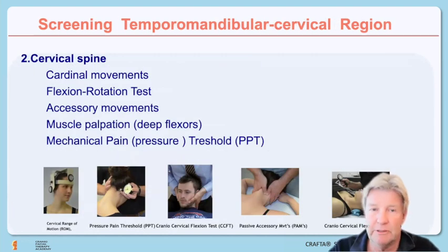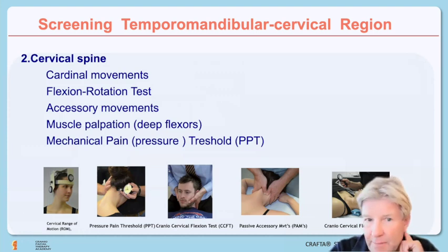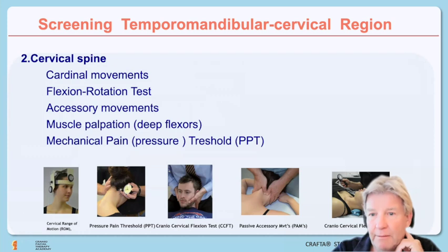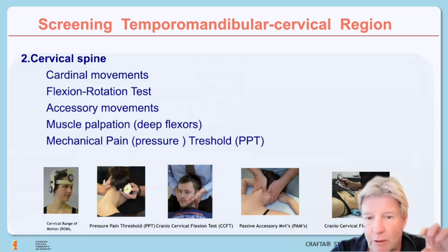At the same time, we also do a cervical spine examination. We look at the physiological movements, the flexion rotation test for occiput to C2, the accessory movements for occiput to C2, central and unilateral transverse movements, the muscle palpation of the deep muscles dorsally, obliquus capitis inferior, rectus capitis posterior, etc., and the mechanical pain pressure threshold, where you use an algometer and look at the pain threshold.